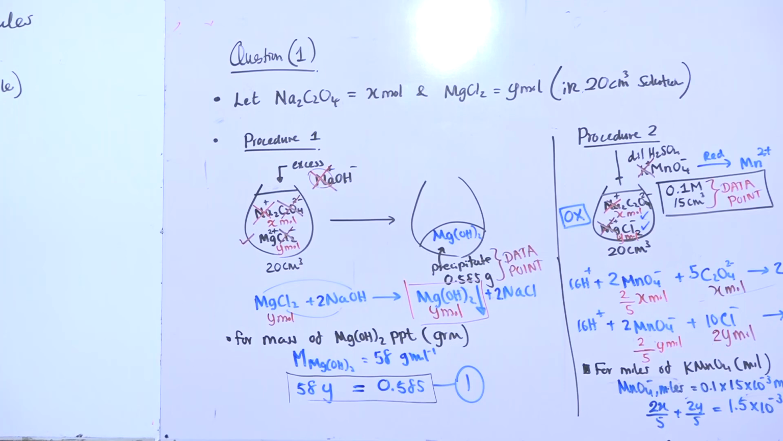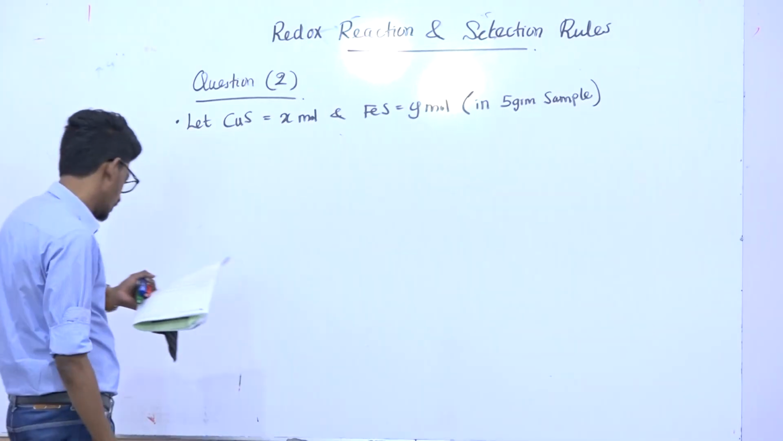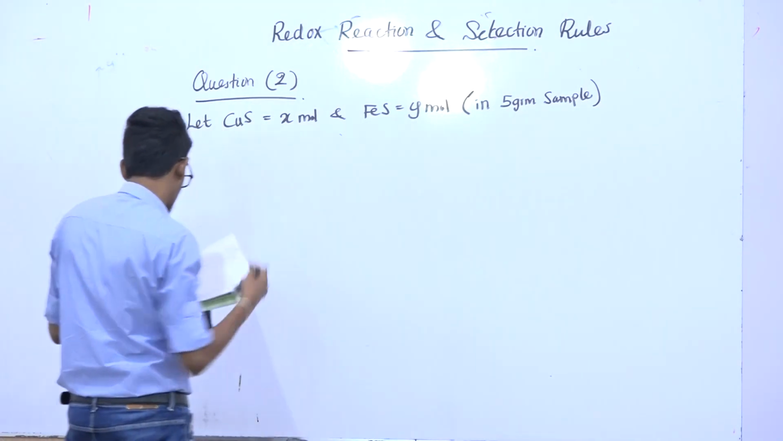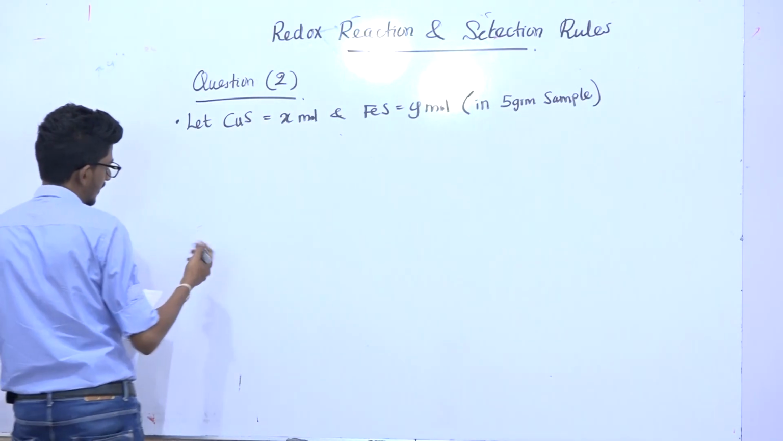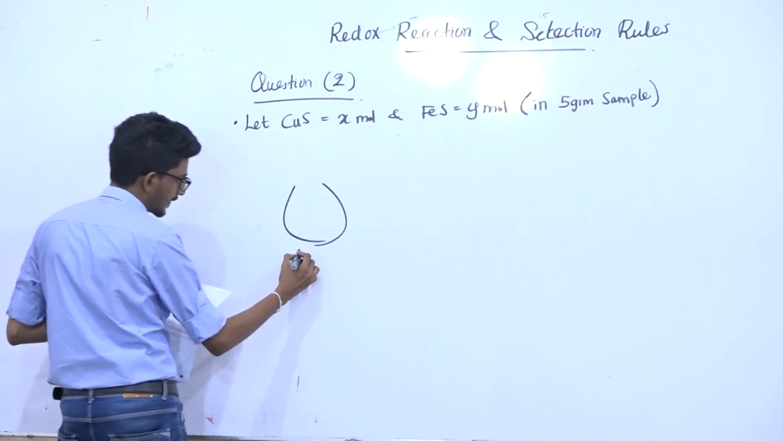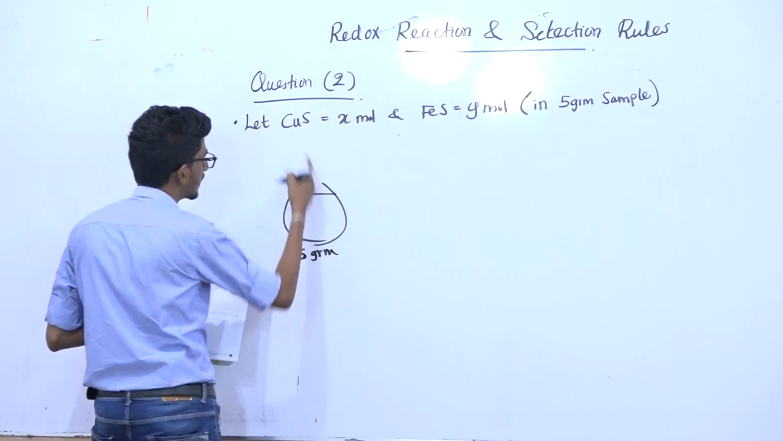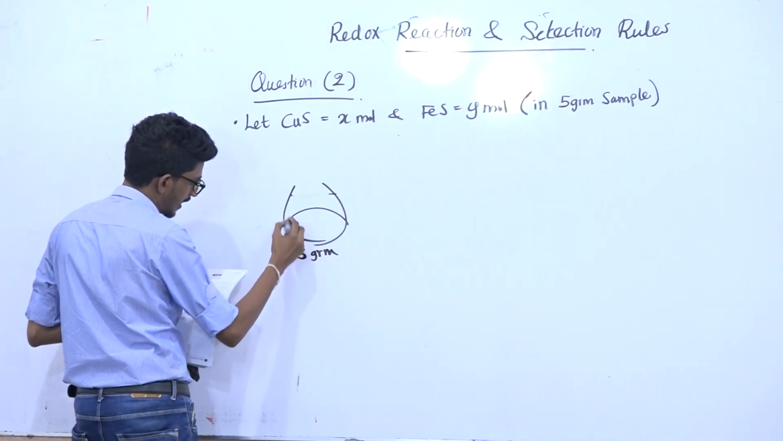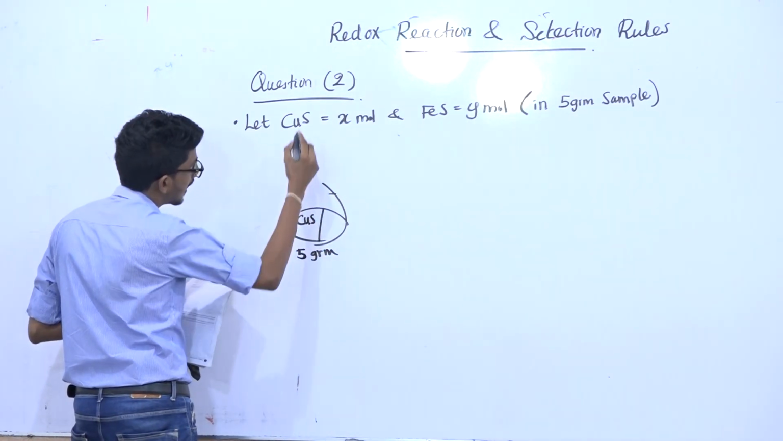So until the first data point is met, we have to understand the question. 5 grams of the sample A was taken and titrated with 0.1 molar dichromate, and the endpoint was observed at 20 cubic centimeters. Let's complete that. 5 grams of the sample was taken, and that sample contains CuS, some impurities also, and FeS.